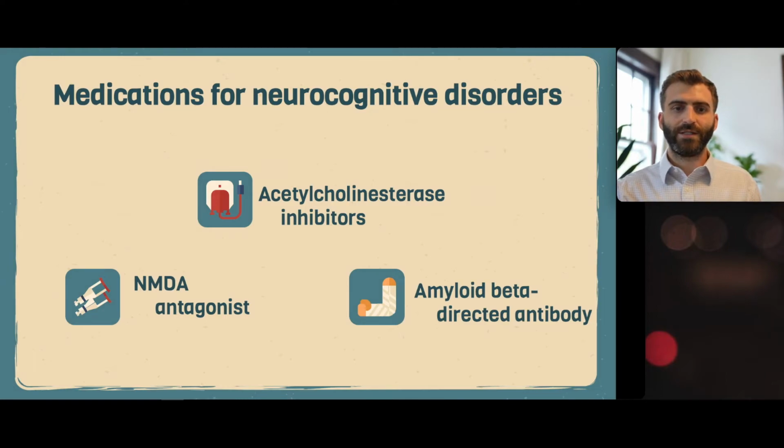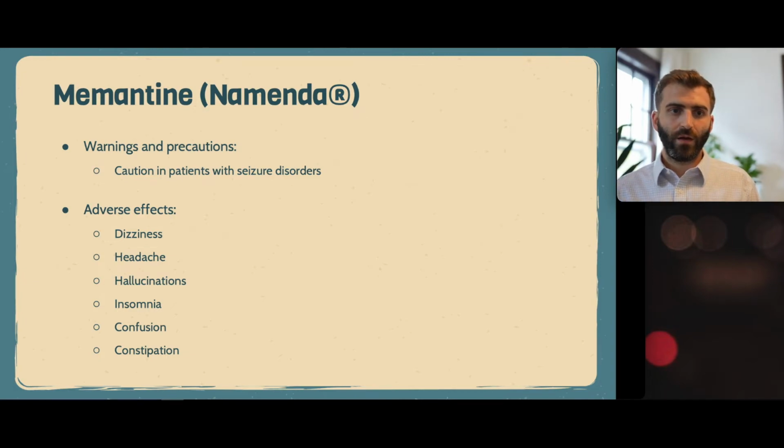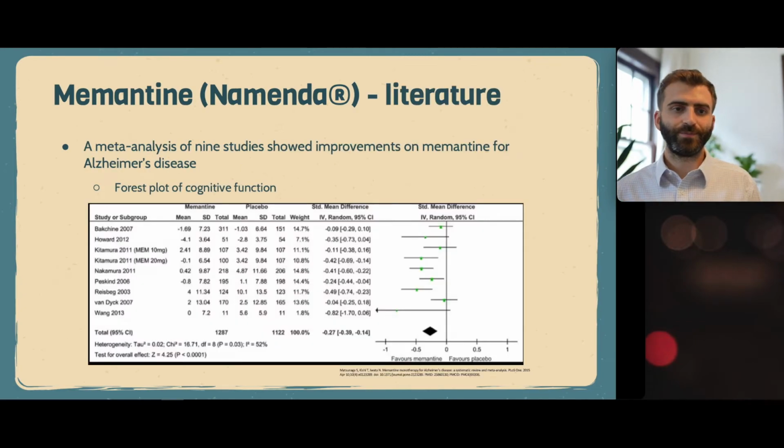Now that we talked about acetylcholinesterase inhibitors, let's talk about the NMDA antagonist, of which there's only one, memantine, brand name Namenda. Its mechanism of action is as an NMDA receptor antagonist. If you remember, there was excessive NMDA activity, which can cause excitotoxicity or neurotoxicity. So this prevents that toxicity from happening. Warnings and precautions: there's a warning for patients with seizure disorders, and some adverse effects are listed here. Memantine's generally fairly well tolerated.